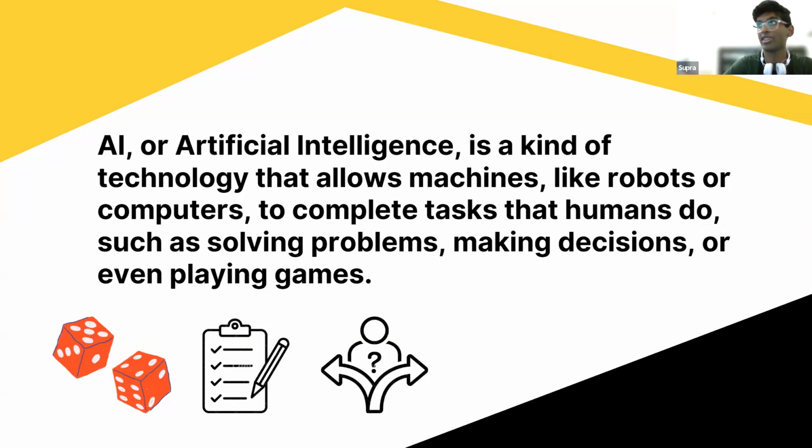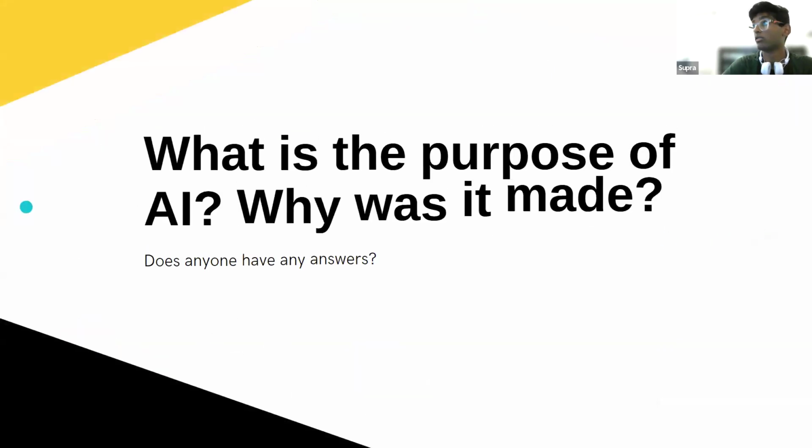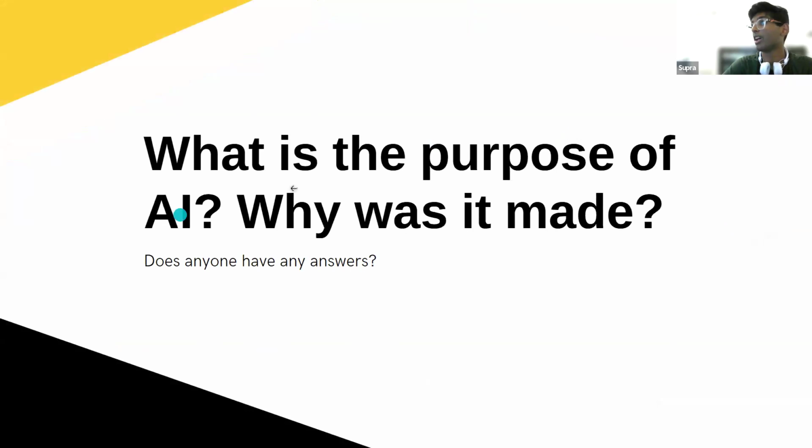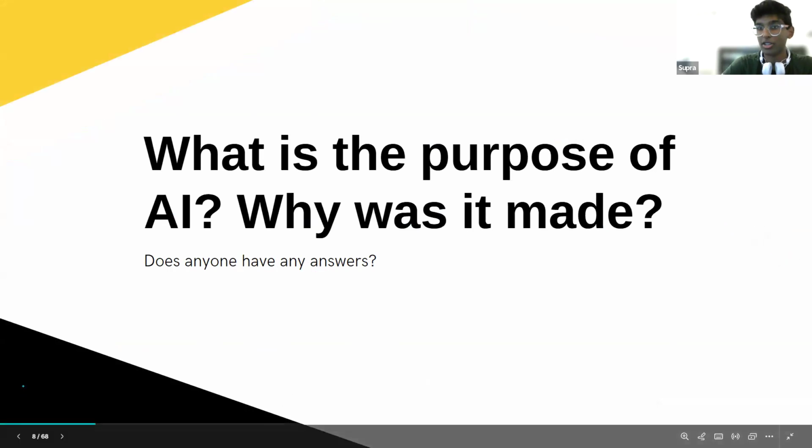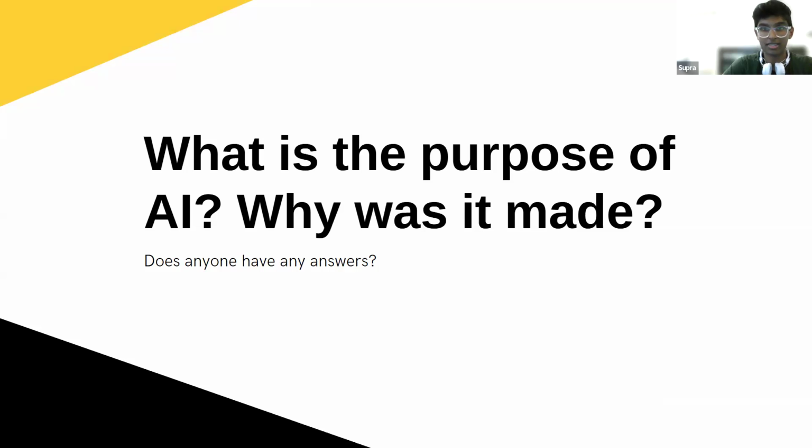And we haven't really gotten to that state yet. In some ways we have, but we'll talk about that later. Okay. So what is the purpose of AI? Why was it made? I just told you this. It's to do what humans can do, but just better and faster.